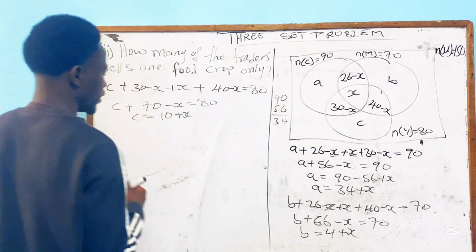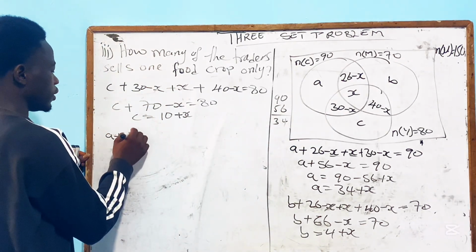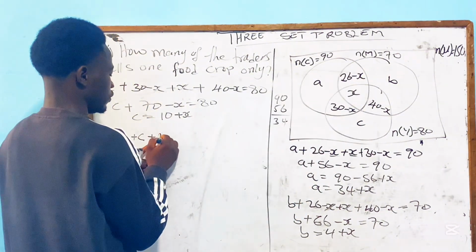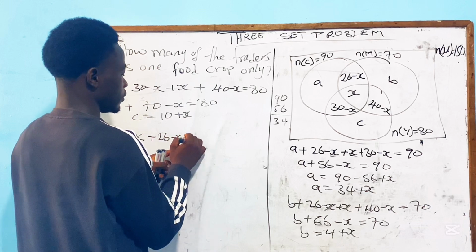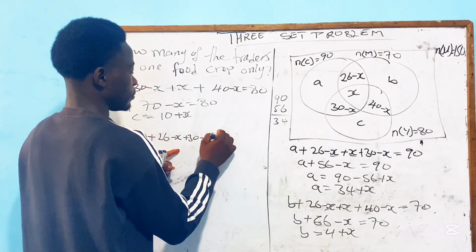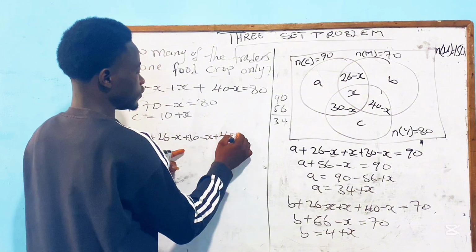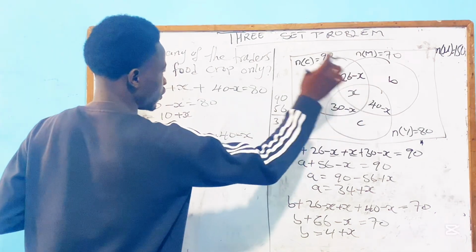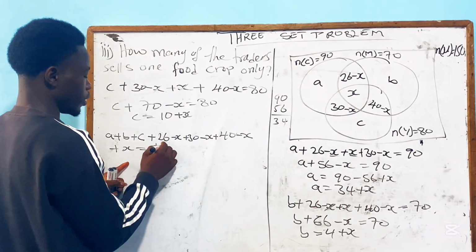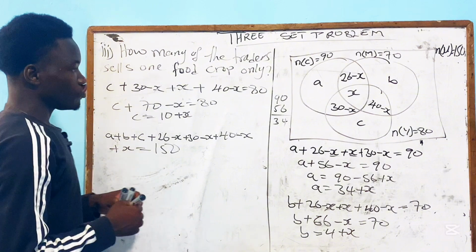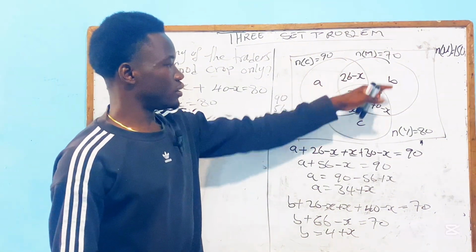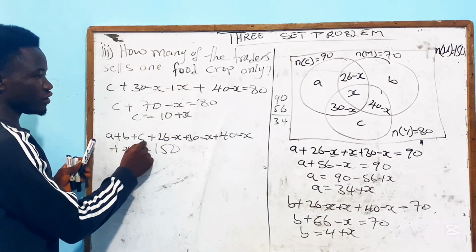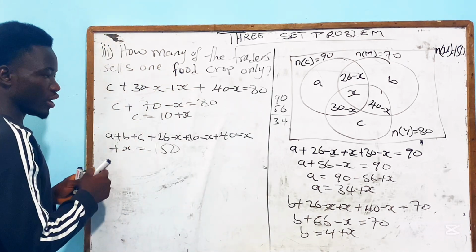Now adding everything here, we are saying that A plus B plus C plus these readings: 26 minus x plus 30 minus x plus 40 minus x, plus now the middle one x, to give you 150. So you add all the elements inside here and you go to the universal set. Now we know A, B, and C. We just substitute them inside.